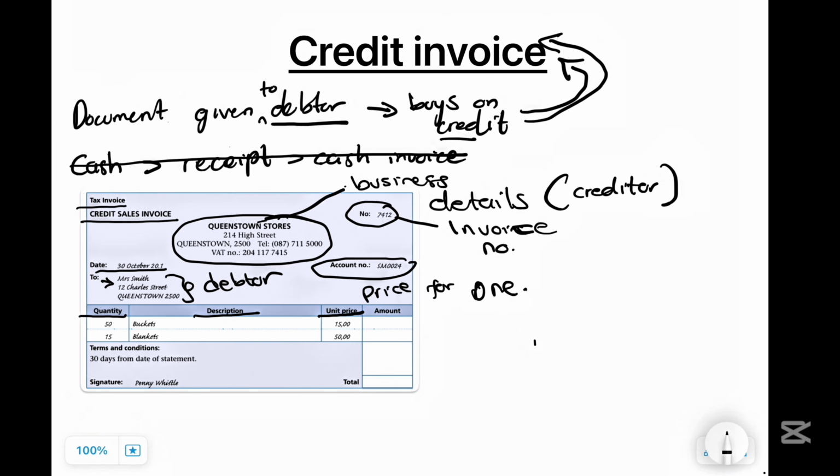All right, so now let us try to understand this. So Mrs. Smith bought 50 buckets at 15 rands each. Okay, so what we are missing here is the total amount of the 50 buckets, because the 15 rands is just for one bucket. As I said, the unit price is the price for one. We will calculate that later.